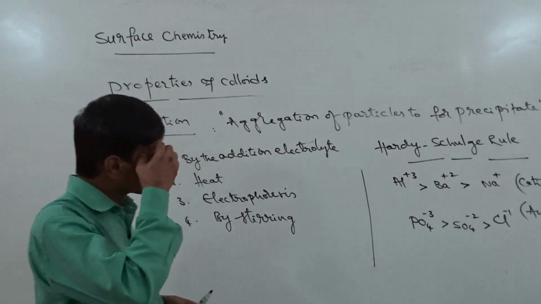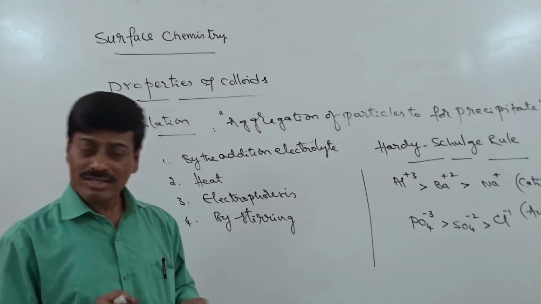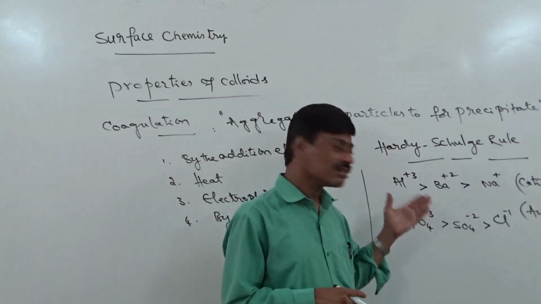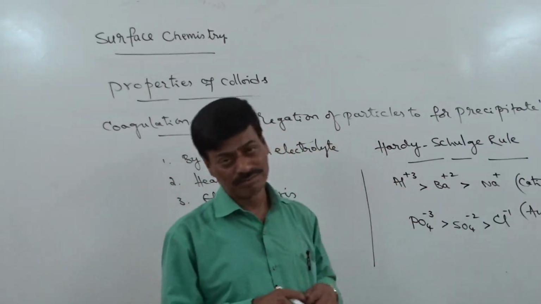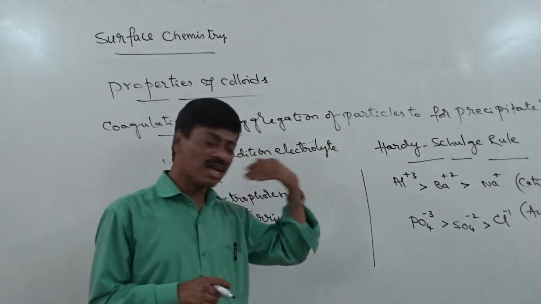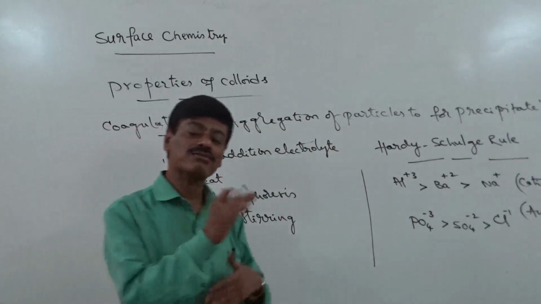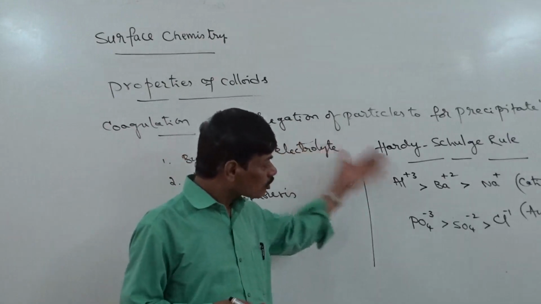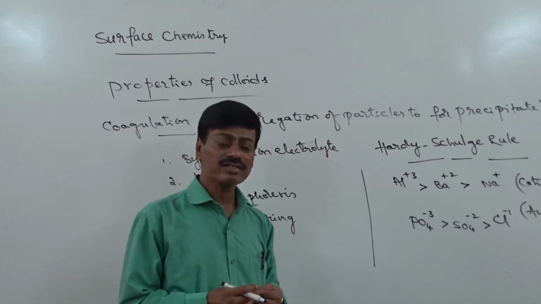Next, coagulation power can be increased if the valency or oxidation number of the ion is very high. If you take cations, for instance, out of these, aluminium has the highest oxidation number, right? Or its valency is very high when compared to the other ions. Therefore, coagulation can be brought about with that particle whose valency is very high, right? Those particles may be possessing negative charge or positive charge, and this is nothing but the Hardy-Schulze rule.